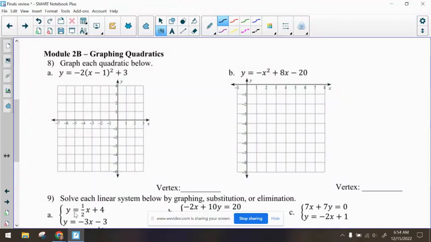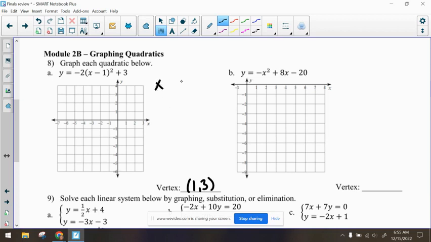So we're going to take a look at module 2B in this video. For question 8, we are graphing those two quadratics, and in each of them we have to identify what the vertex is. Taking a look at letter A, that one is written in vertex form, which makes our job of finding the vertex really easy. When we have something with the parentheses like this, we flip the inside, keep the outside the same. So my vertex is (1, 3).